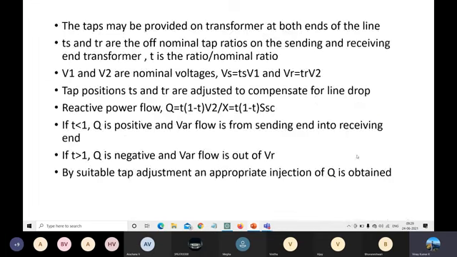By varying the position, we have used Q equals T(1 minus T) into V squared by X, where T is the nominal ratio of the tap position. If T is less than 1, then Q is positive, you are sending the reactive power from sending end to receiving end, and if T is greater than 1, Q is negative, you are absorbing the reactive power from the load. So this is about tap changing transformer.